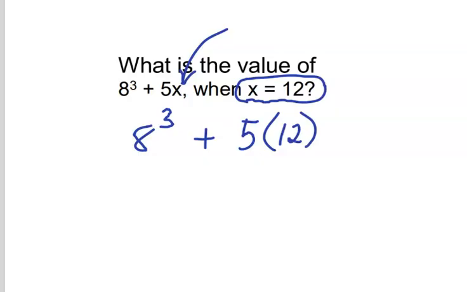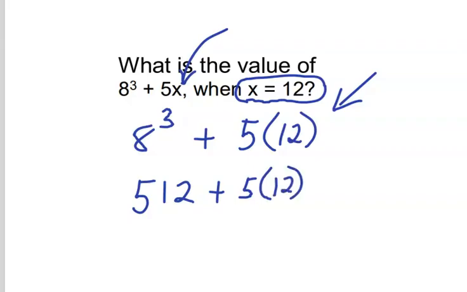All right, so we have to do order of operations. We don't have any parentheses other than this 12. And there's nothing to reduce in that because it's just the number 12. Then we have exponents. So we have 8 to the third power. I guess it's 8 times 3, right? No, it's not 8 times 3. It is 8 times 8 times 8, which equals 512. So we have 512 plus 5 times 12.